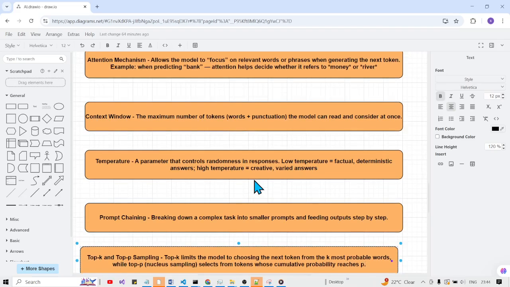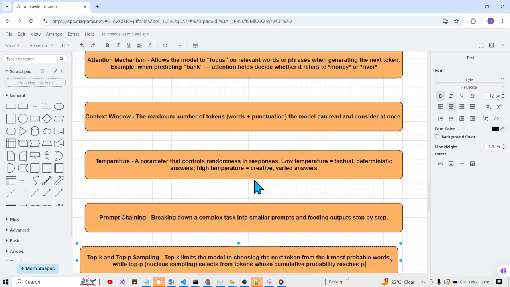Next concept is temperature. Temperature basically controls how random or creative the model's responses are. A low temperature like 0.2 makes answers more focused and deterministic, which is good for coding or factual replies. A high temperature like 0.8 produces more creative or exploratory answers, which is more useful for brainstorming and storytelling. Tuning this parameter helps balance accuracy and creativity.